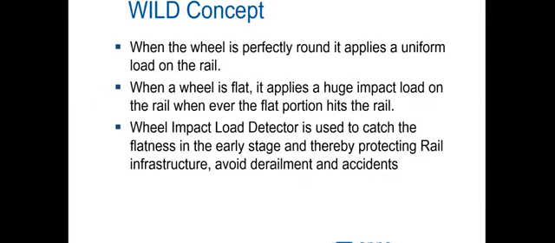Okay, so this is just an example explanation of what I just explained. The wheel is perfectly round, so there is uniform load on the rail. When the wheel is flat, you have a huge amount of load on the rail, and the wheel impact load detector is used to catch this flatness in the early stage, and this protects your railway infrastructure.